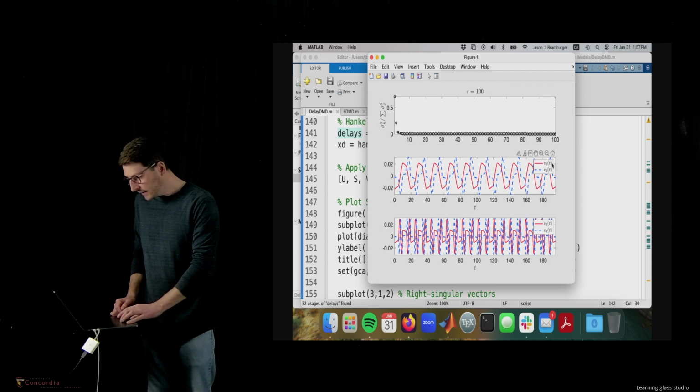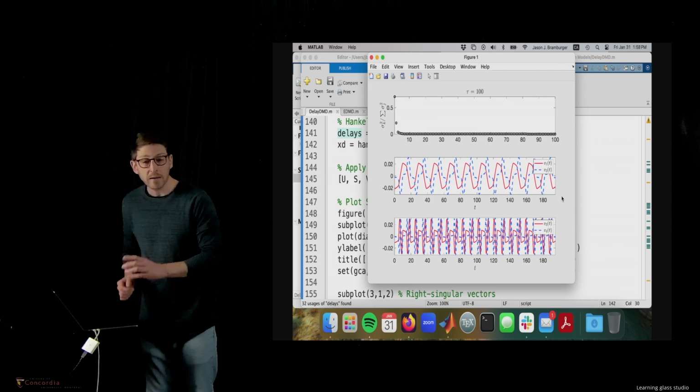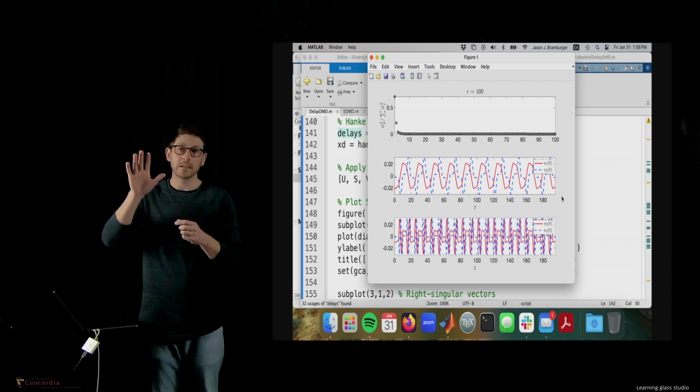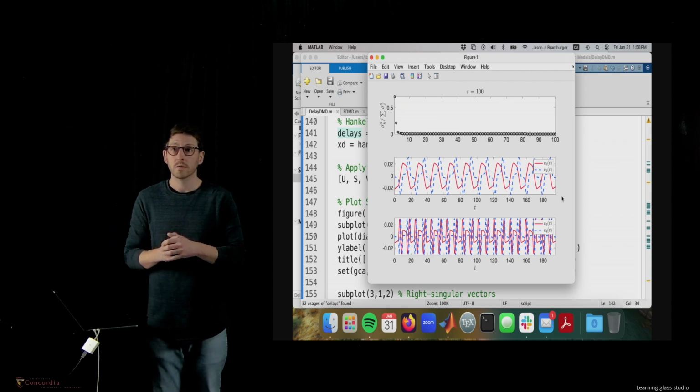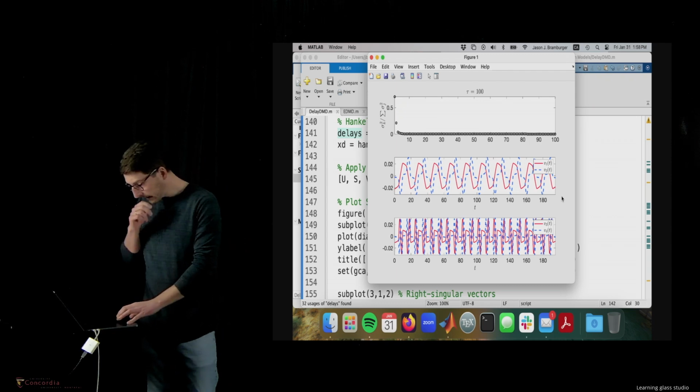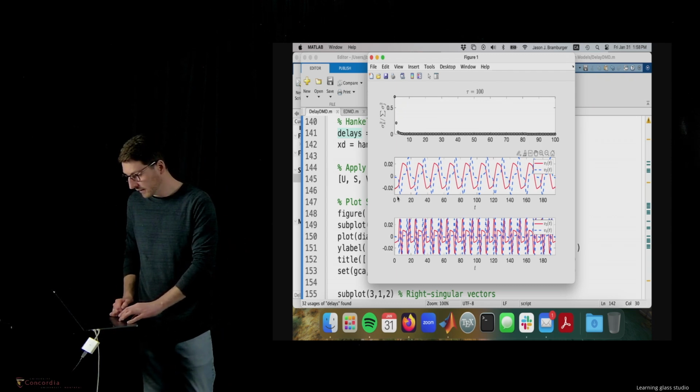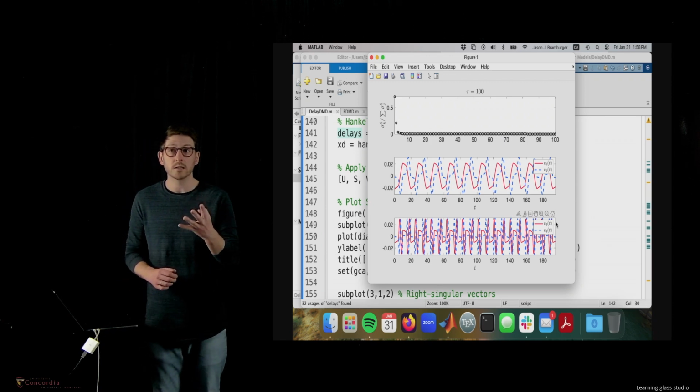However, what I've plotted now is the time signals. Remember, I did this x sub r, which is whenever you project onto the time dynamics, the orthogonal modes. Here's the time dynamics. And again, what you can see is these are the time dynamics of the first 4 POD modes.